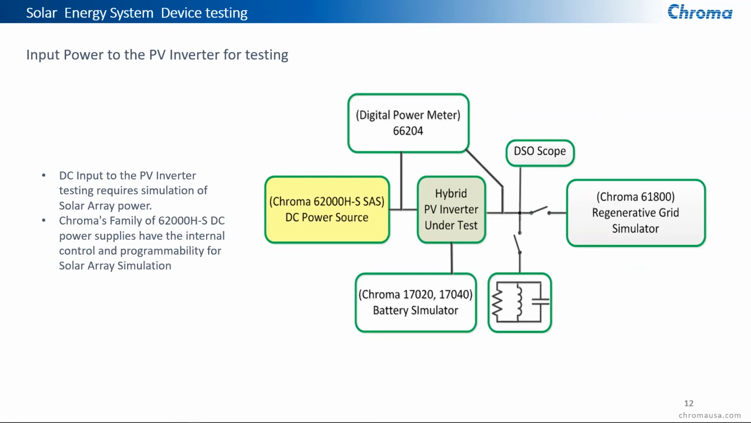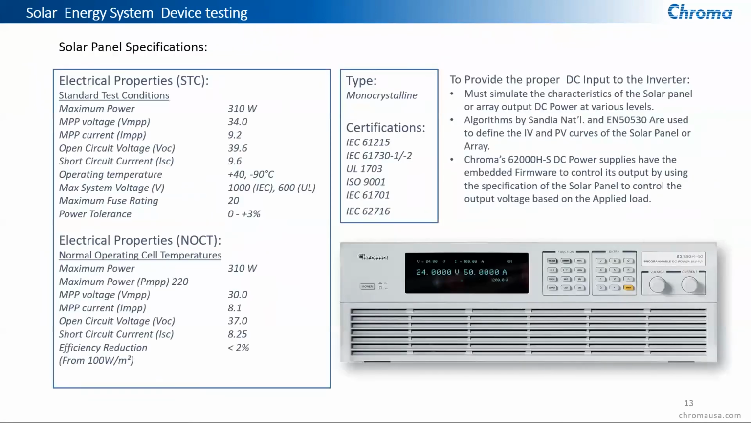The device that we use for that is our 62000H family of products, which are solar array simulators. And the way we do that is we take various parameters to create the IV curve, which is embedded in the firmware and stored for use with and controlled by our internal digital signal processor. And that gives us the ability to create that actual variation in voltage based on the loading. And those parameters are built into a standard specification for the inverter.